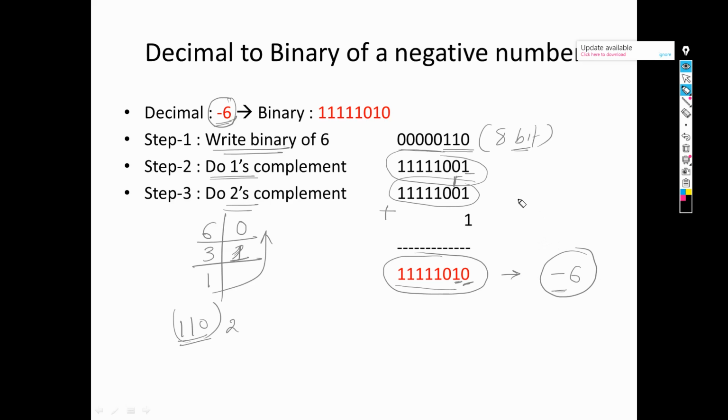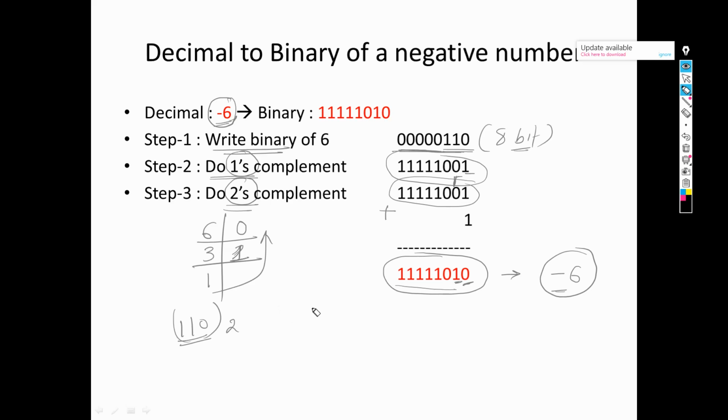Okay. So again, simply we have a decimal number, minus 6. We are converting that into binary. Forget about the sign. Then what to do? We need to do the ones complement. Ones complement means whatever digit we have, if it is 0, convert it into 1. If it is 1, convert it into 0. Then we are supposed to perform 2's complement. 2's complement means the value of 1's complement plus 1.